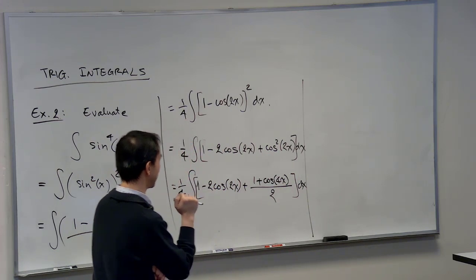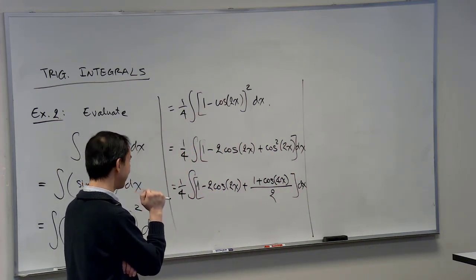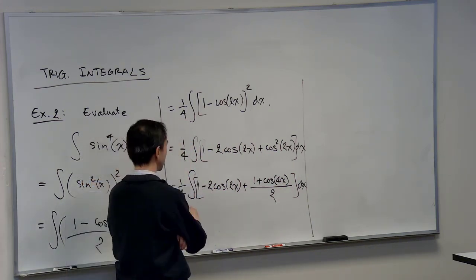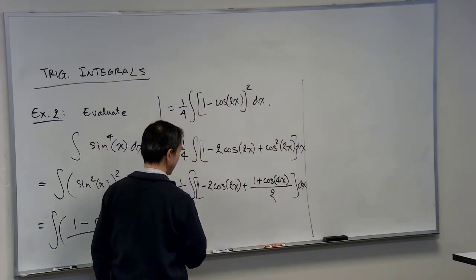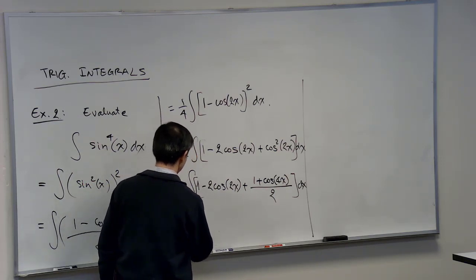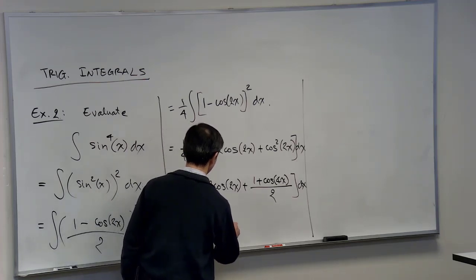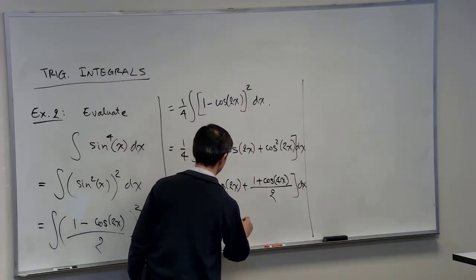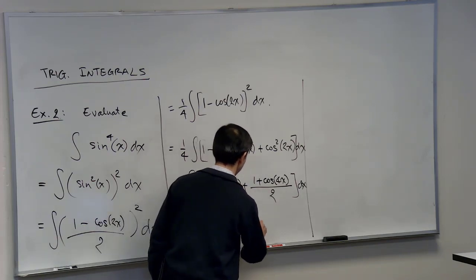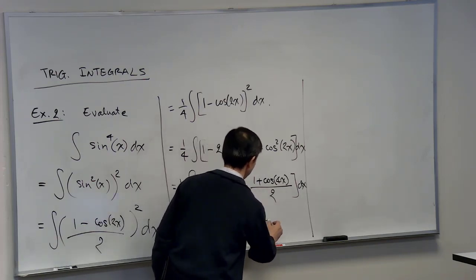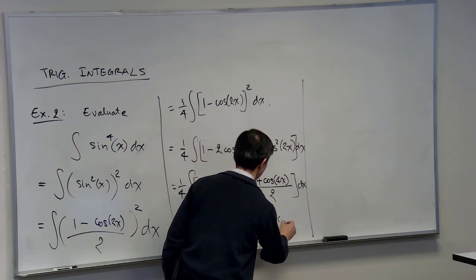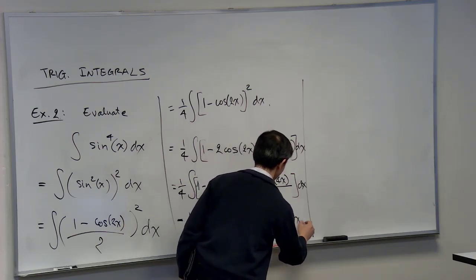Bring it down like that, right? Okay, so now we have everything ready. So I have a 1/4, 1 minus 2 cosine 2x plus 1/2, right? Plus 1/2 cosine 4x.